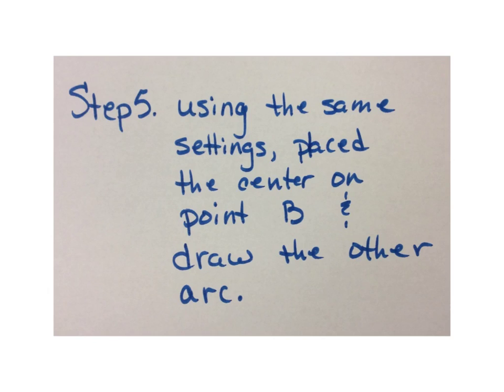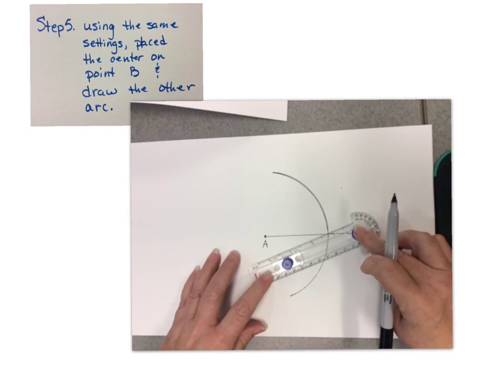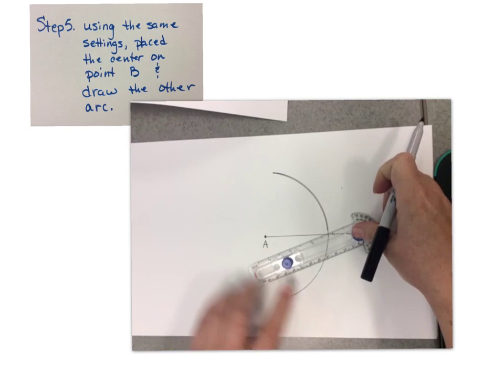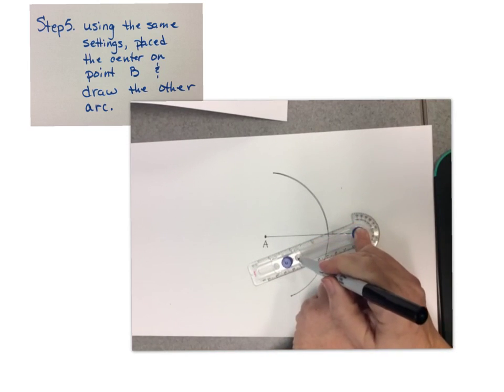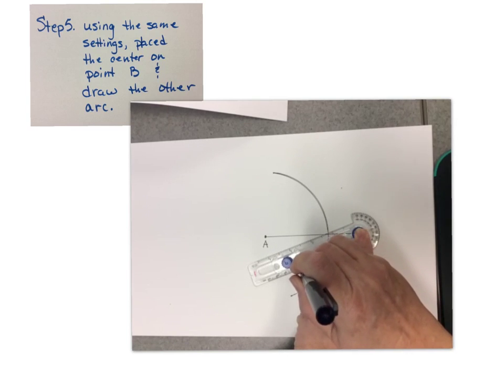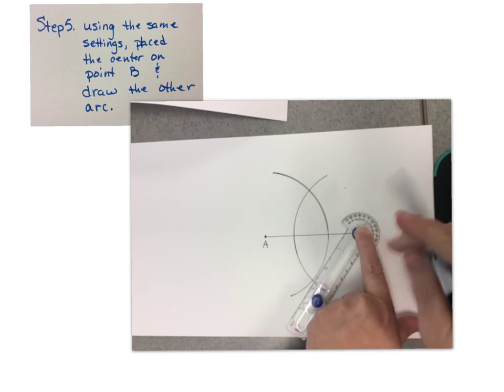Step 5, using the same settings, place the center on point B and draw the other arc. Place the center on B, just like you did before. Place your finger right there like you did before. You may want to maneuver better. Make sure you're getting the first slot like you did on the other side, and you want it at 7, and draw that arc. Beautiful.